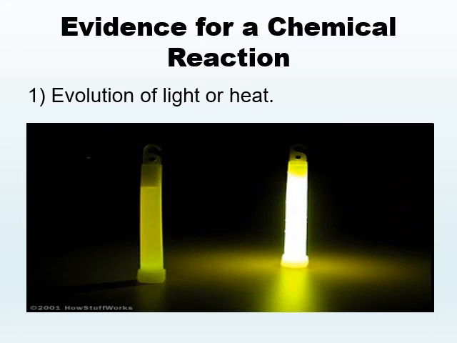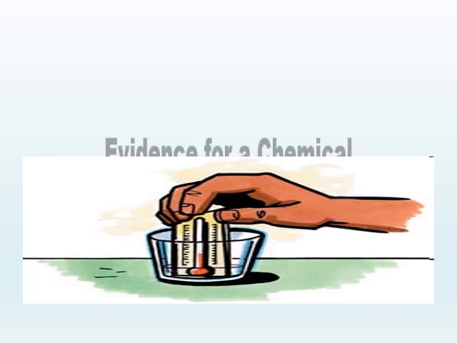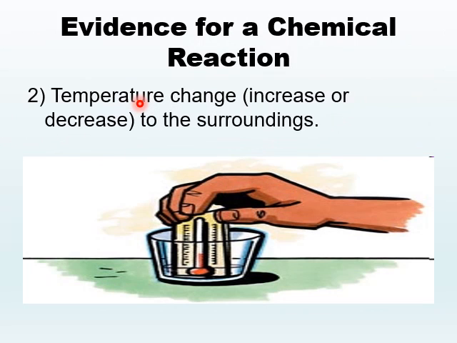Now students, we are going to discuss evidence for a chemical reaction. Evidence for a chemical reaction means showing whether a chemical reaction is going on or not. Number 1. Evolution of light or heat. This is a sign that a chemical reaction is going on. Number 2. Sometimes the temperature changes, increasing or decreasing in the surroundings. It is also a sign for a chemical reaction.